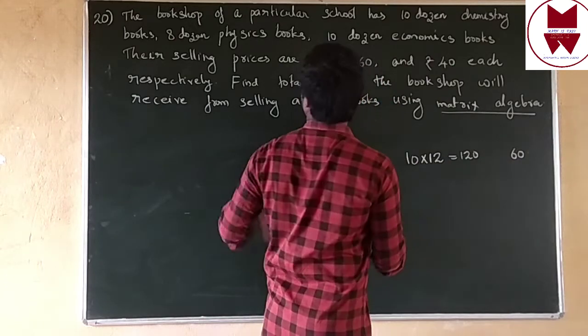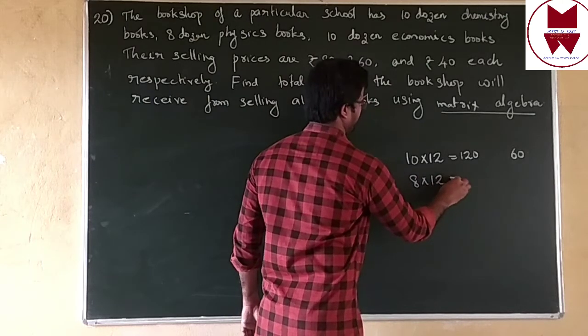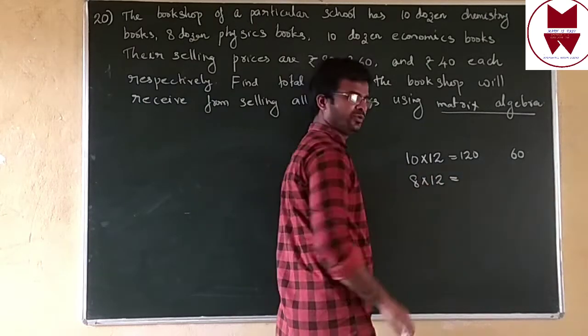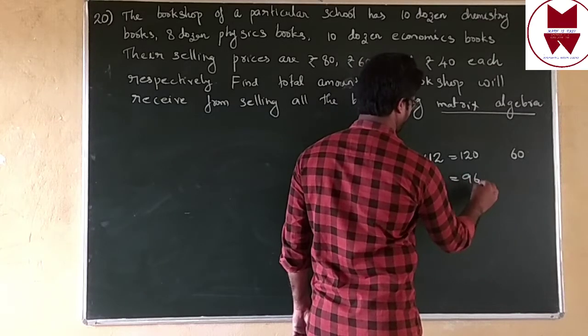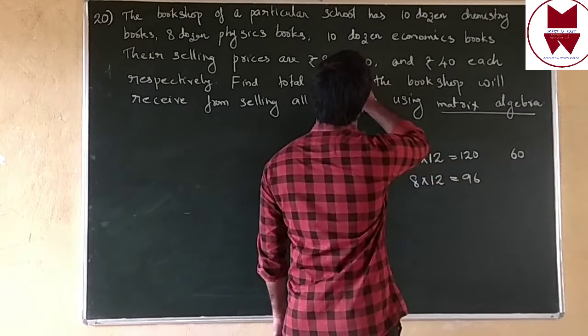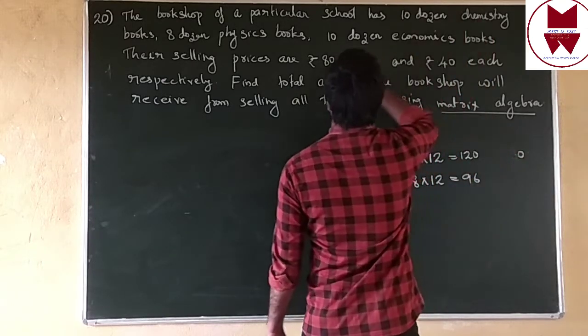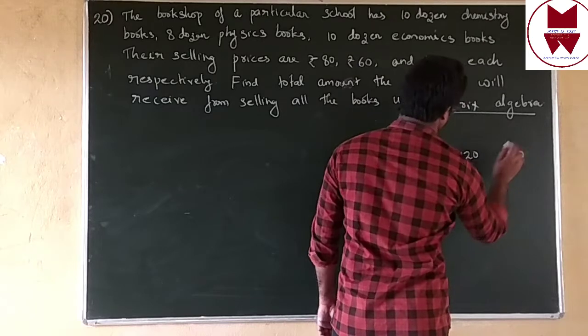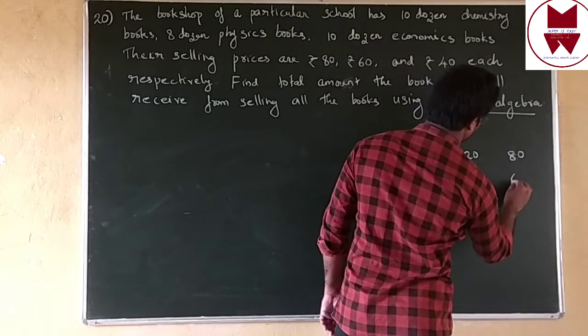And then next, 8 dozen physics books. 8 into 12 we can do, how much will we get? 96. Then what is the price? Sorry, here the price of chemistry first, isn't it? Then 80 only. Then the price for physics is 60 rupees.